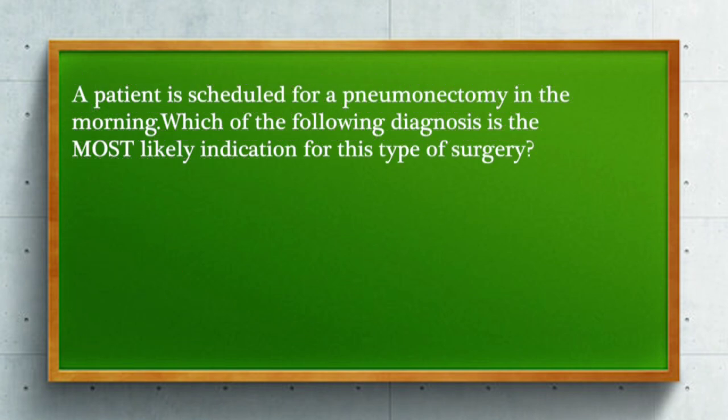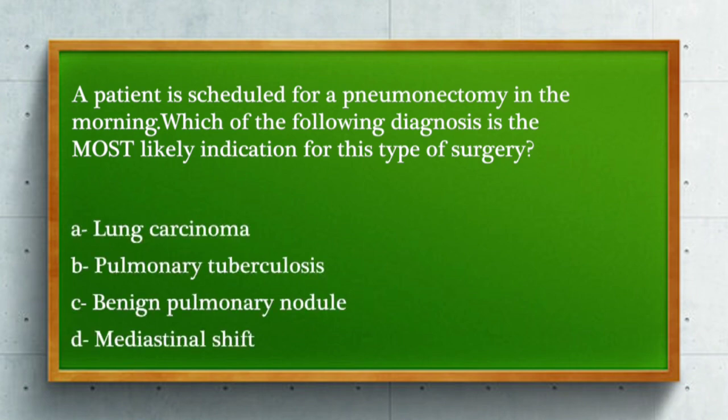Next question. A patient is scheduled for a pneumonectomy in the morning. Which of the following diagnoses is the most likely indication for this type of surgery? A. Lung carcinoma. B. Pulmonary tuberculosis. C. Benign pulmonary nodule. D. Mediastinal shift. And the answer: A. Lung carcinoma.